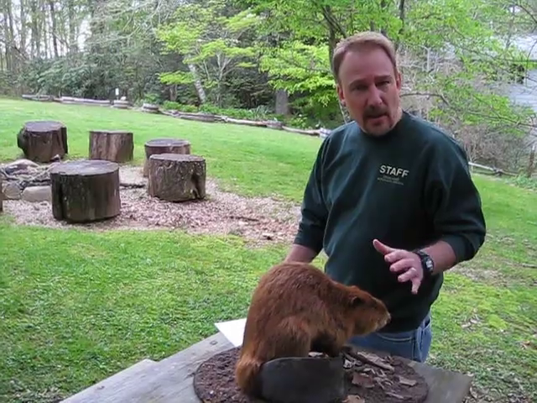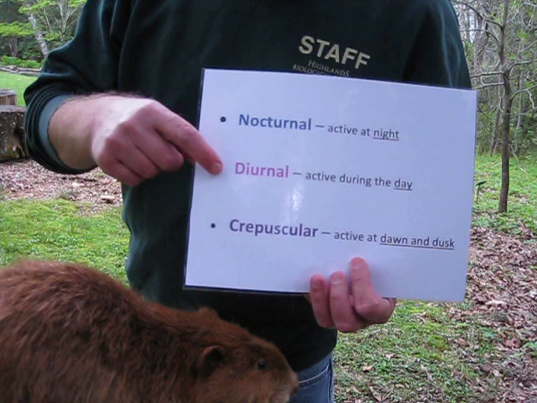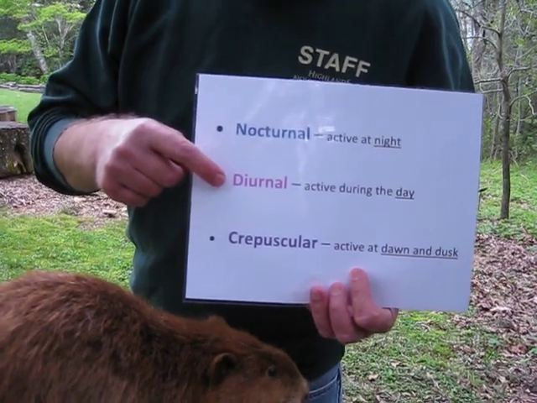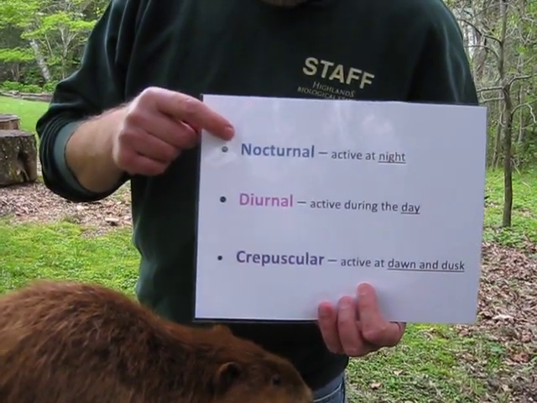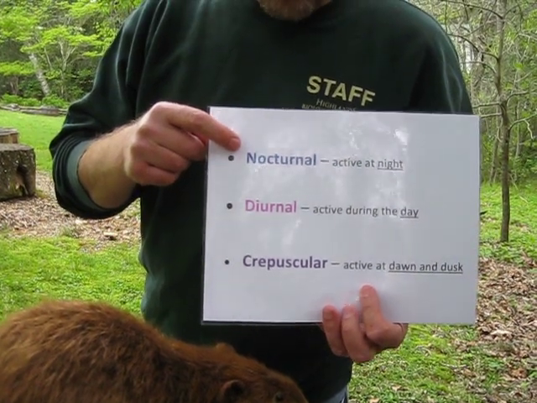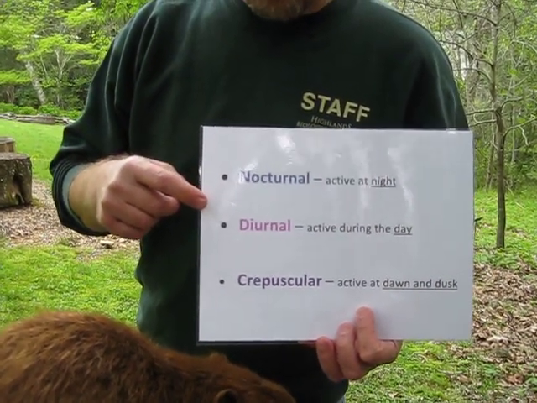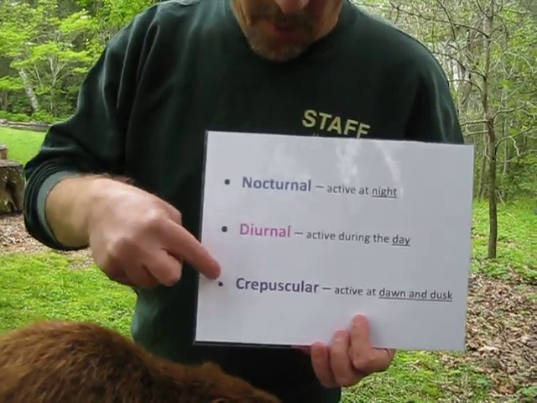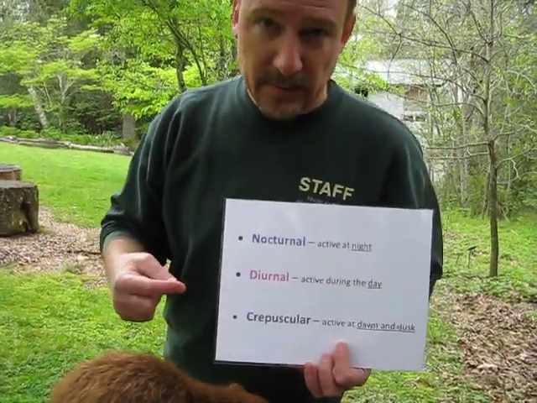Some animals are active during the day. Some animals are active at night. But beavers are kind of in between. An animal that is active during the day is diurnal. Animals that are active mostly at night are nocturnal. But beavers are active at dawn and dusk, mostly. They're called crepuscular animals. So you might see a beaver during the day or at night, but during that twilight time is the time when they're the most active.